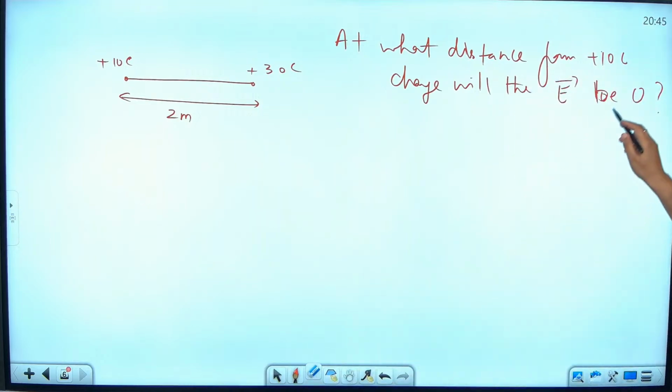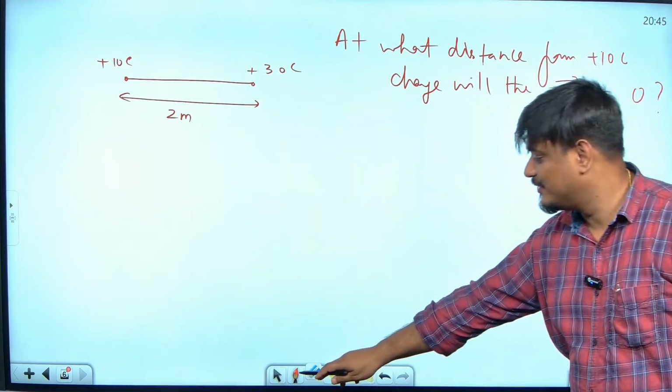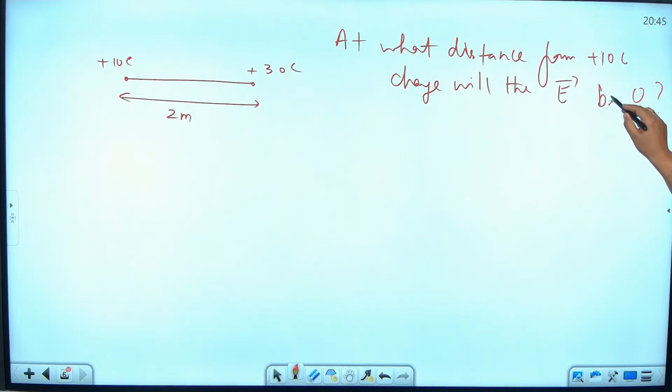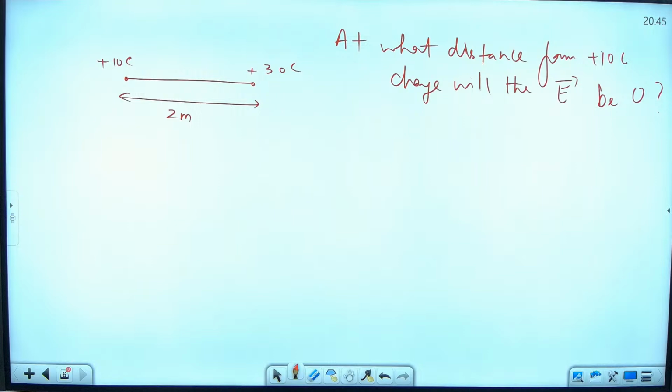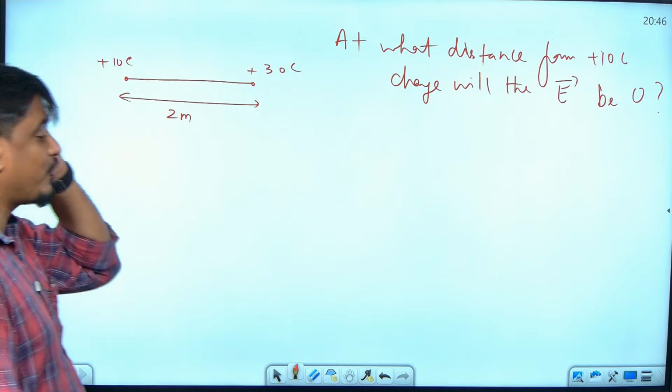Where is 2 coulomb, man? It is looking like 2 to you, plus 10. I said 2, sorry. At what distance from plus 10 coulomb charge will the electric field be 0? I'll repeat. At what distance from plus 10 coulomb charge will the electric field be 0? This kind of questions will come.